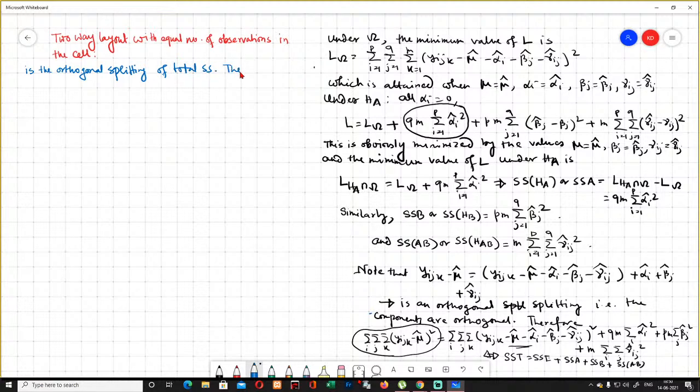Therefore, SSE, SSA, SSB, SSAB are independently distributed due to Cochran's theorem.